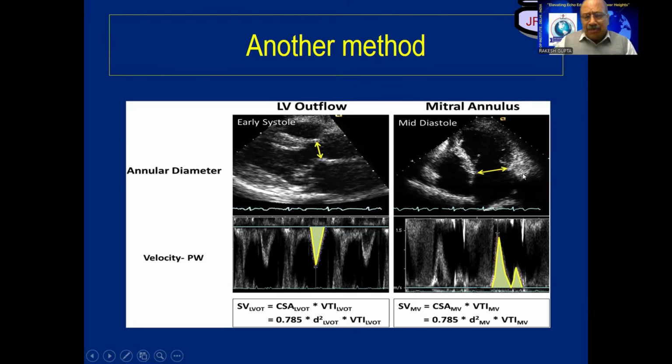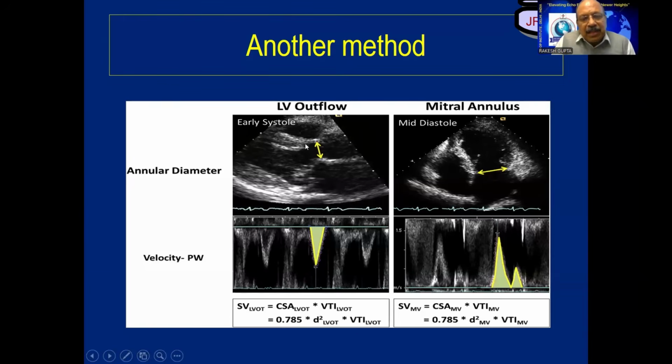Now tell me what will happen. If you have a severe mitral regurgitation, the stroke volume of the mitral valve would be much more than LVOT. Why? Because every systole is pushing blood back through the mitral valve into the LA. And if the difference of this stroke volume across the mitral valve minus LVOT is more than 60 ml, that is what we say is severe mitral regurgitation. And it's pretty useful in day-to-day practice.